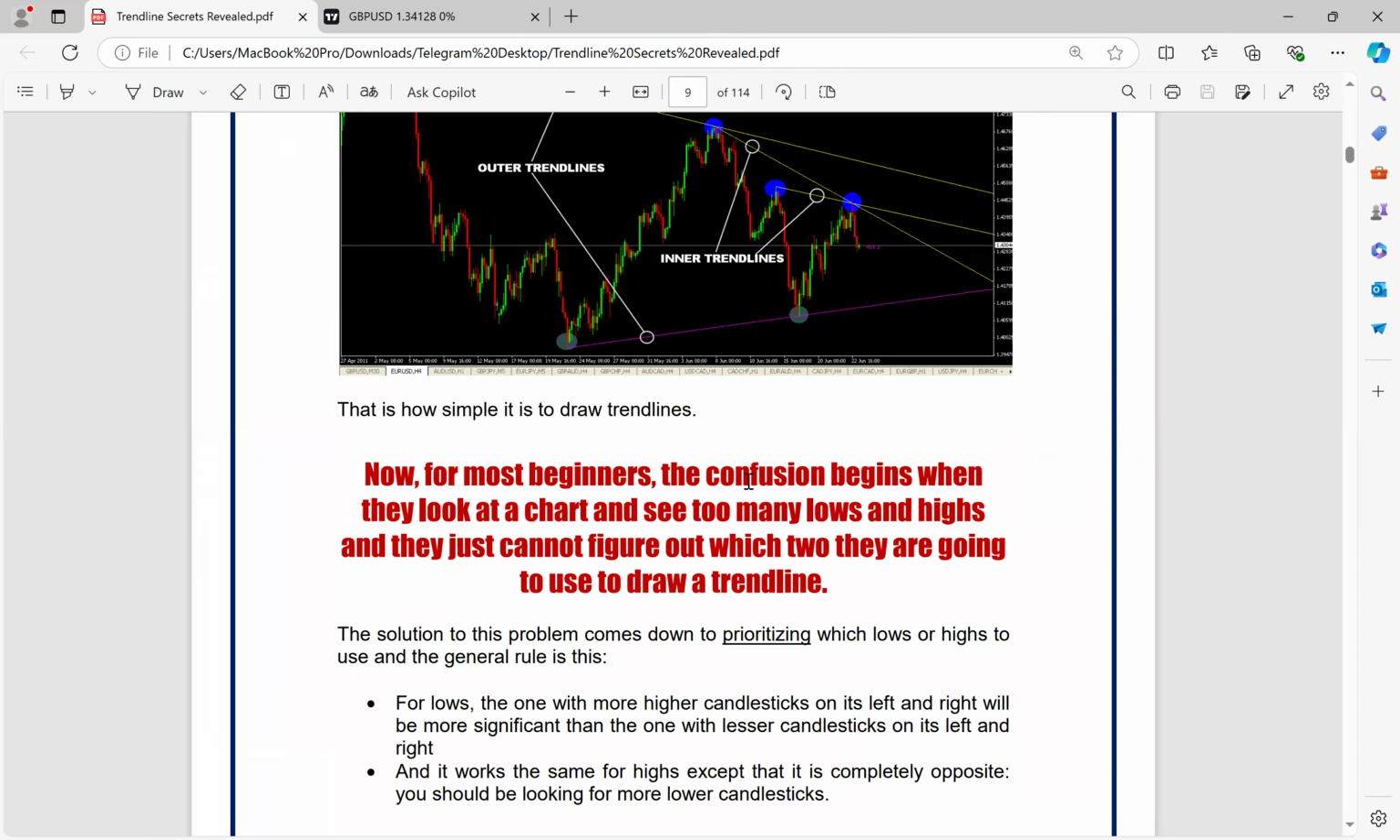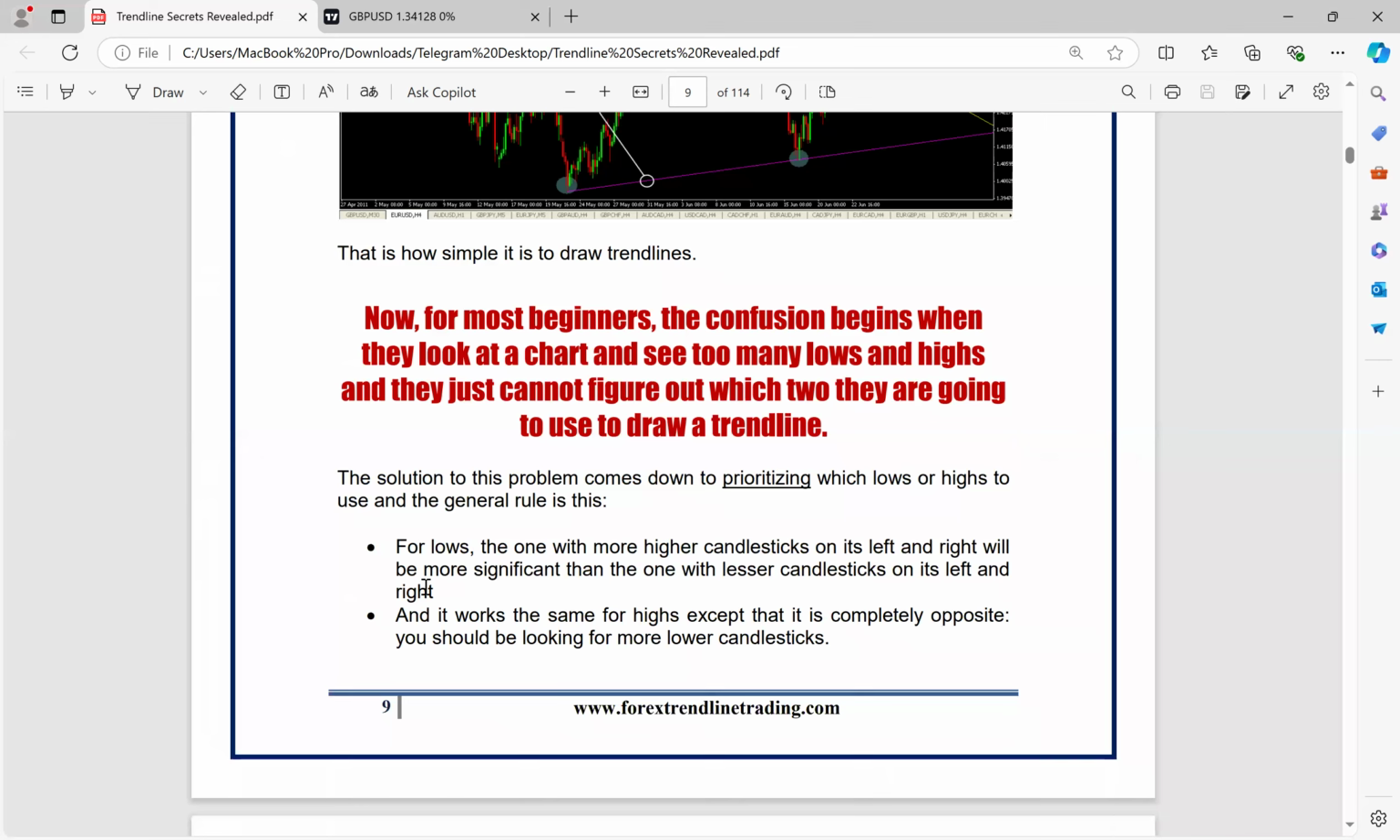Now for most beginners, the confusion begins when they look at the chart and see too many lows and highs, and they just cannot figure out which two they are going to use to draw a trend line. The solution to this problem comes down to prioritizing which lows or highs to use. And the general rule is this. Now, let's read it together.